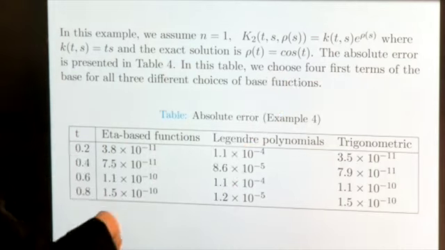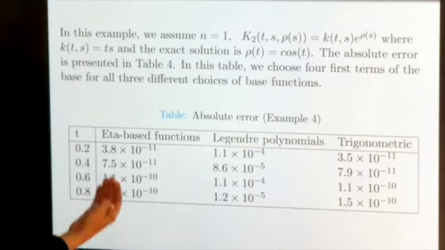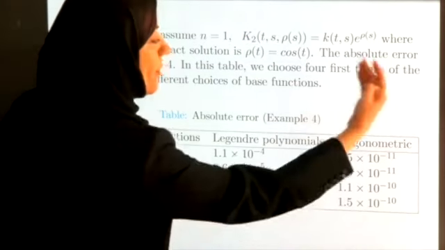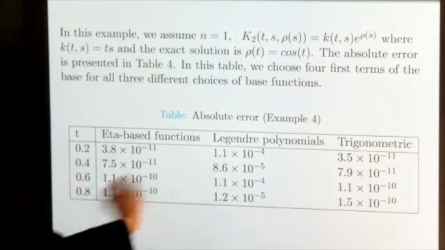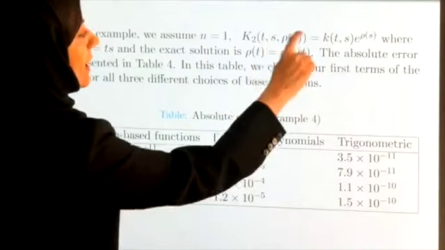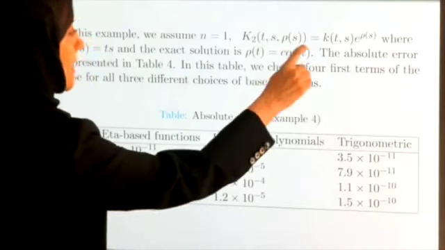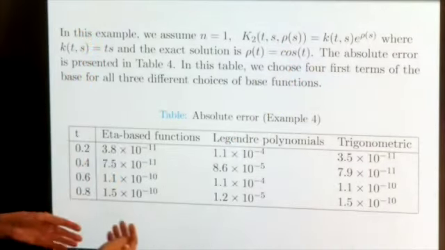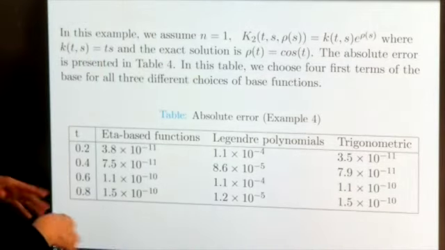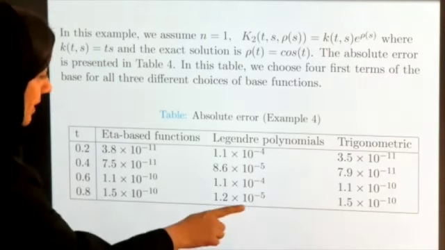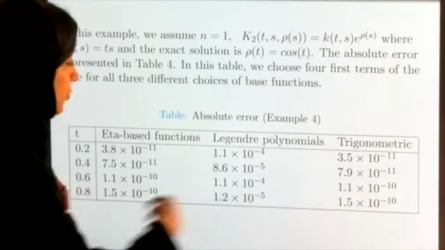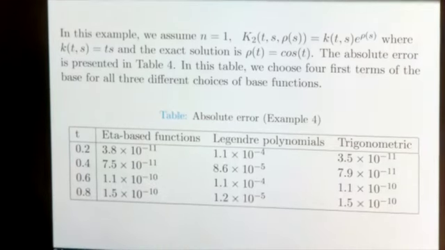The absolute error for this example by using eta-based function, Legendre polynomials, and trigonometric function is shown in this table. And you can see for this example, when we have the exact solution cosine of t, eta-based function and trigonometric function are near to each other, but Legendre polynomial has the absolute error more than these two, eta-based function and trigonometric function.